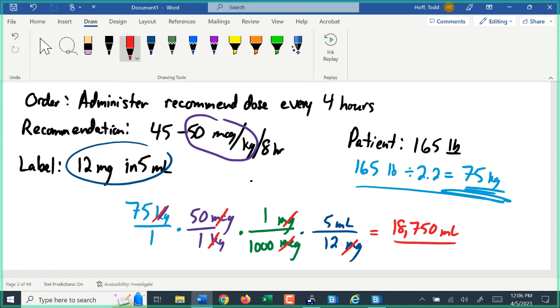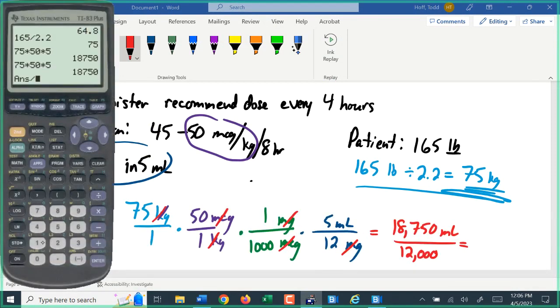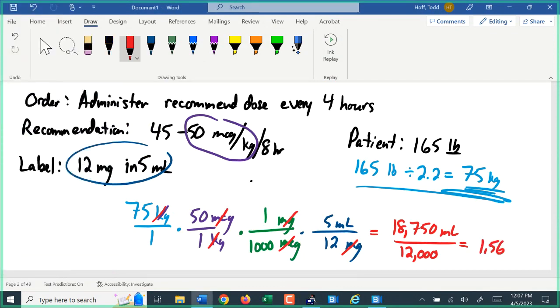Milliliters over 1 times 1,000 times 12 is 12,000. And we divide that out. 18,750 divided by 12,000 is, oops, 1.5625. So 1.56. I hit enter twice. That's what happened. This is milliliters.